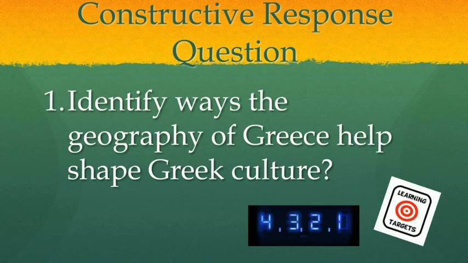You can rate yourself on a 4, 3, 2, 1 scale. 4 is I get it, 3 is I'm close, 2 is I need some work, and 1 is I definitely better read over my notes again. But that should give us enough information to answer that question.